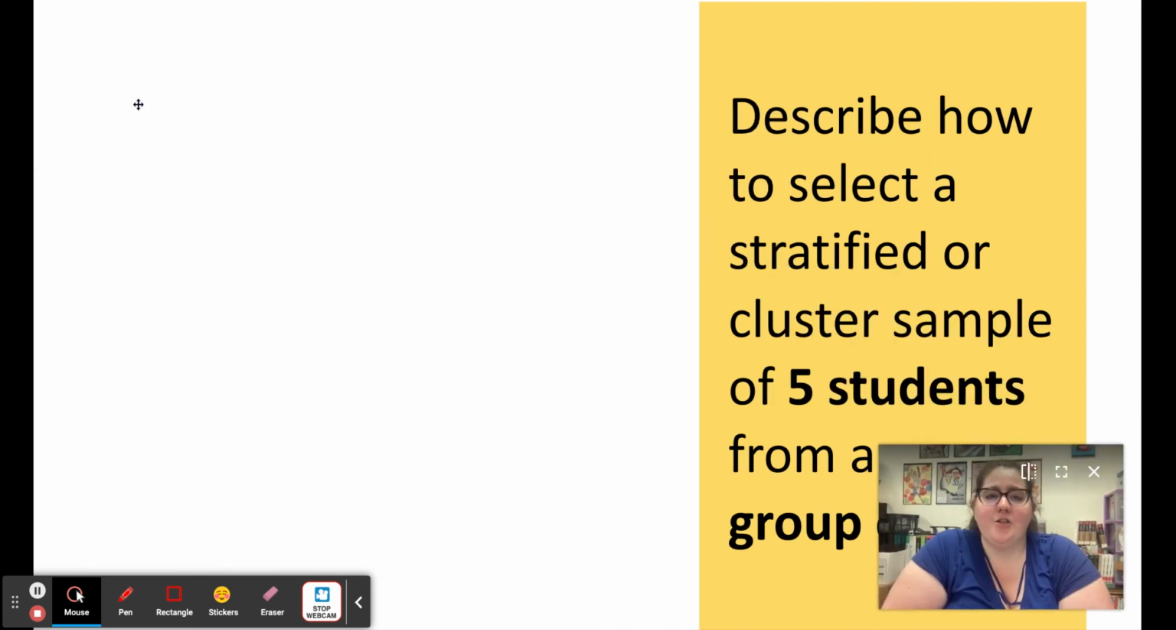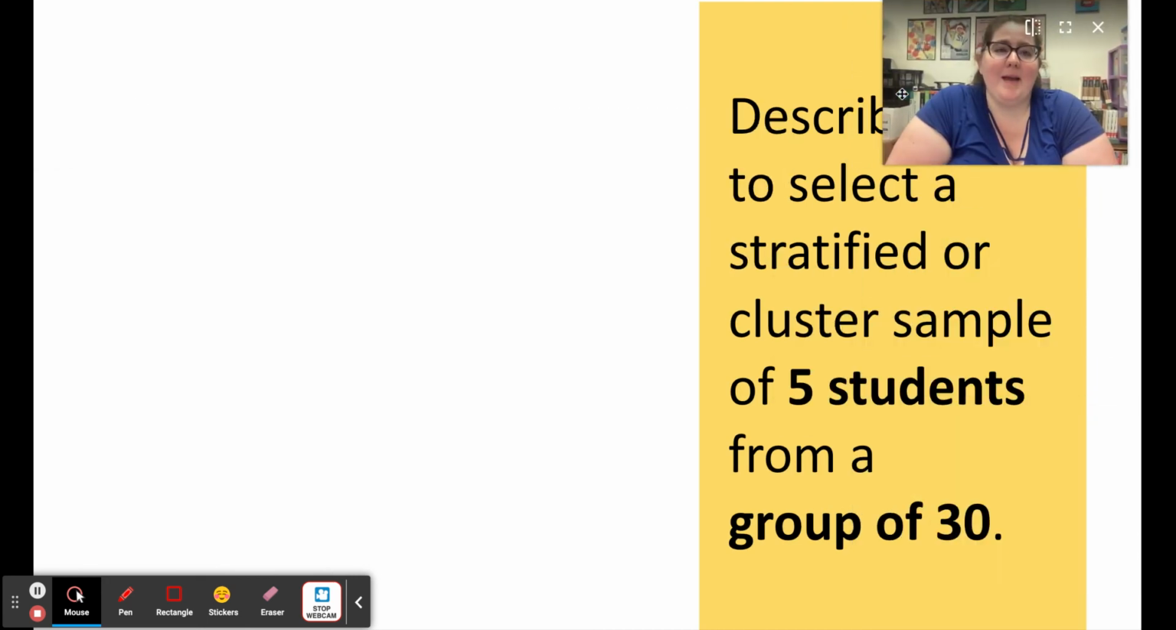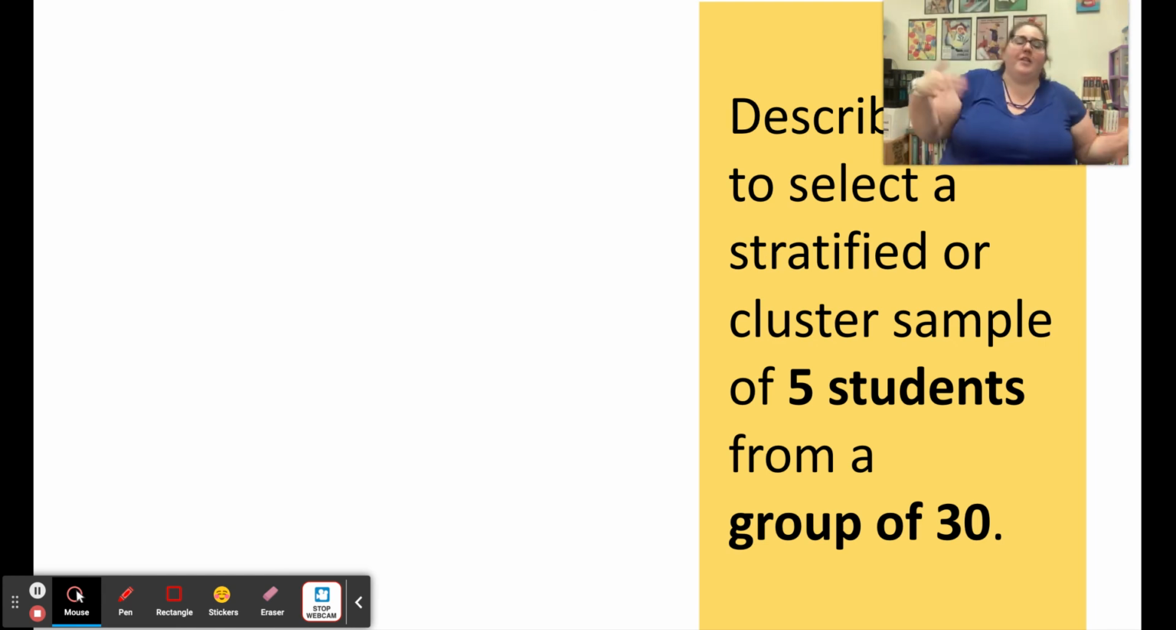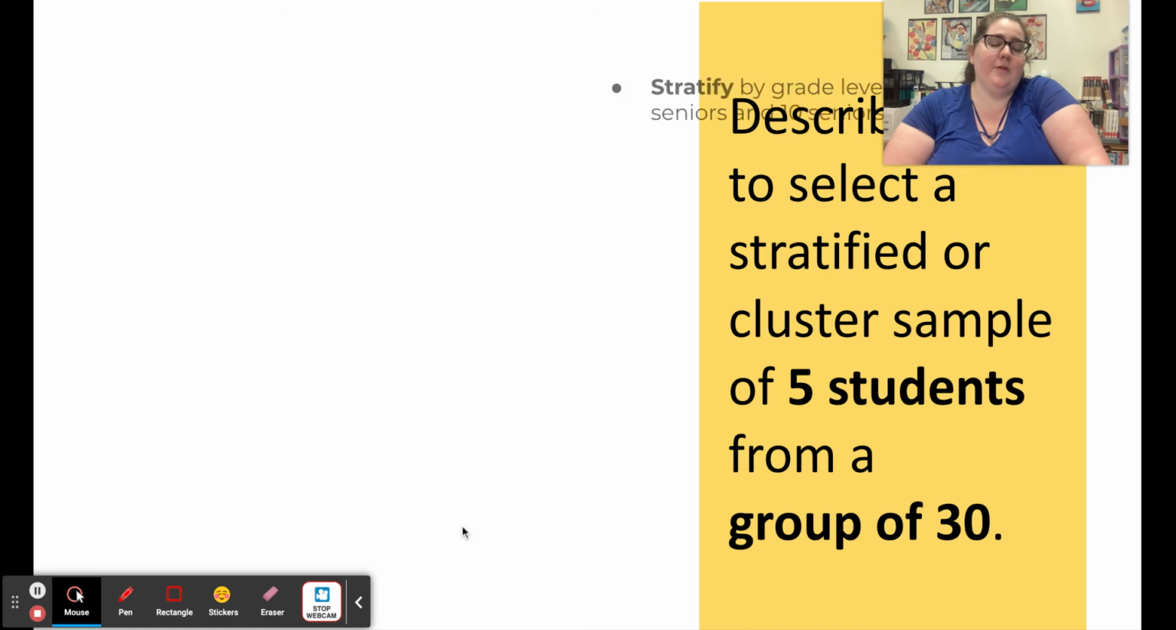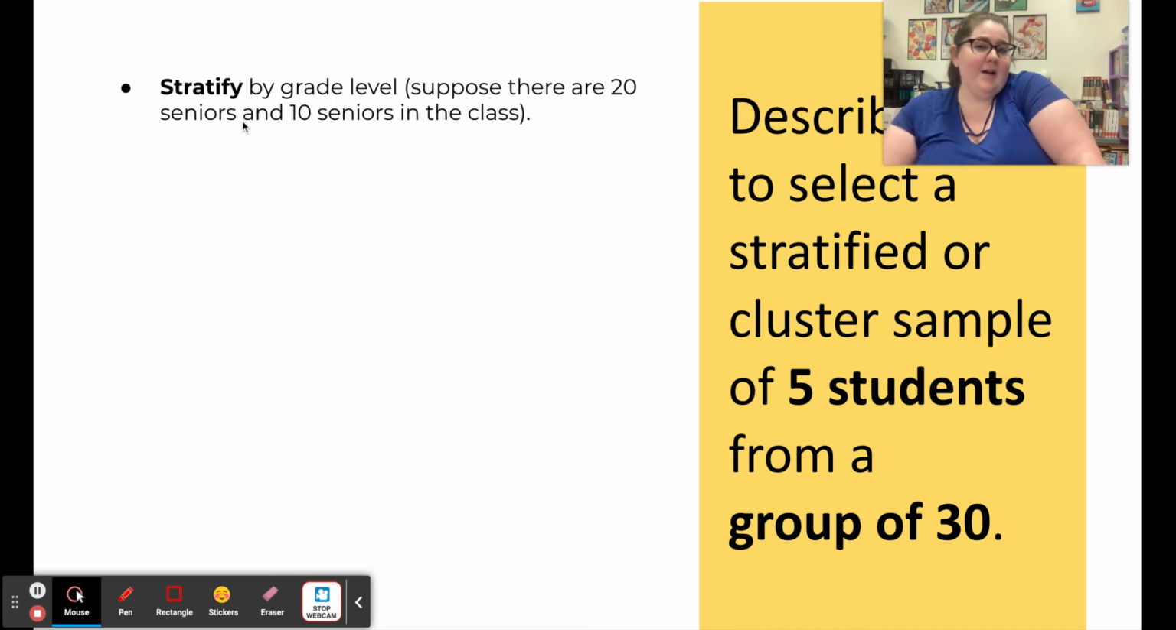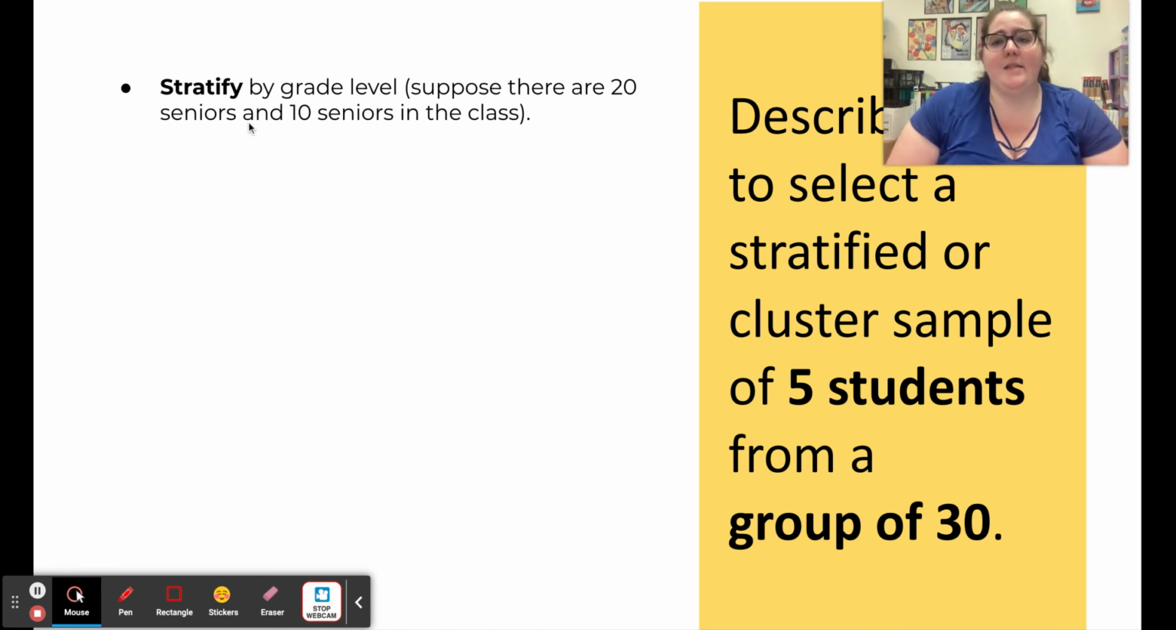And just as a little extra, just to show you, I can kind of use that basis of describing a simple random sample, and I could use that within my description for a stratified or a cluster. So if I wanted to describe how to select a stratified or a cluster sample of 5 students from a group of 30, right? For stratified, I might say stratify by grade level. So let's pretend that there are 20 juniors and 10 seniors in the class. This would have to be information you were told. I'm just giving you an example.